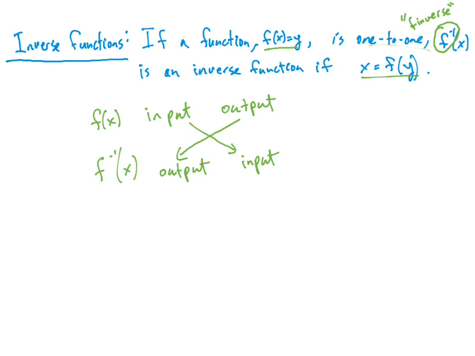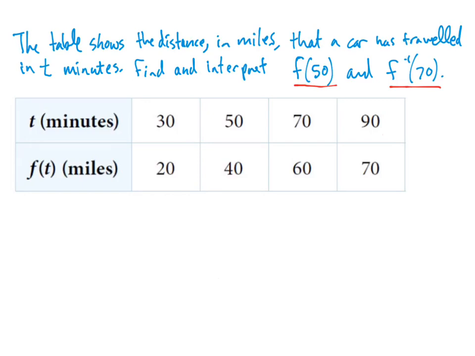Okay, so in the next couple slides, we're going to see how we can actually find an inverse function and how to evaluate inverse functions. In this example, we have a table that shows the distances in miles that a car has traveled in t minutes. Find and interpret f of 50 and f inverse of 70.